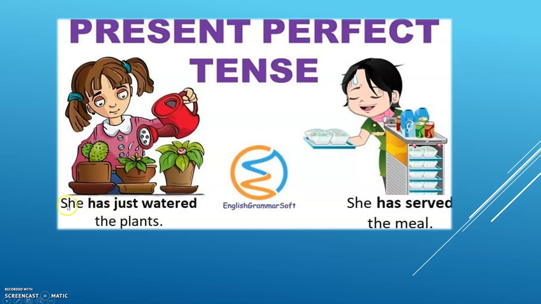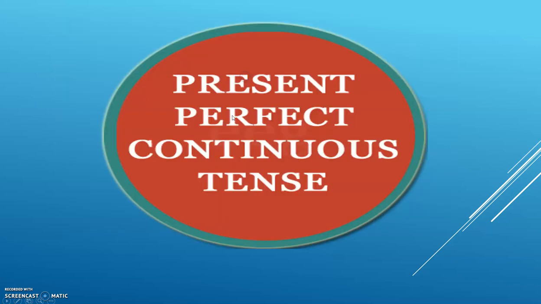Before we go to the fourth type, just see the third one. She has just watered the plants. This action is over. Present perfect. And she has served the meal. Action is over. So these are present perfect. This is the third type. Now we move on to the fourth type. The fourth type is which one? Present perfect continuous tense.